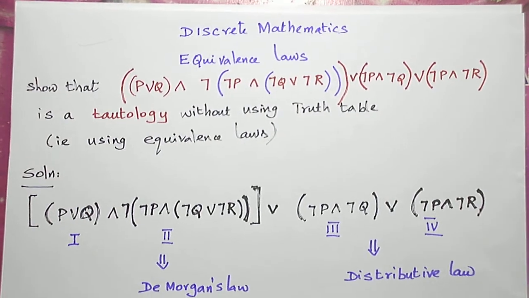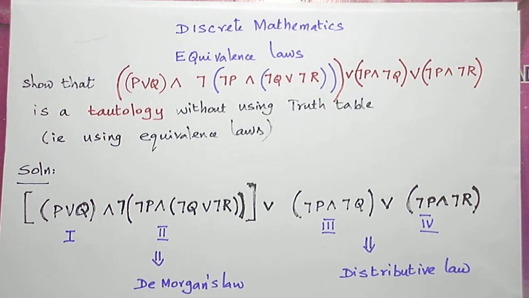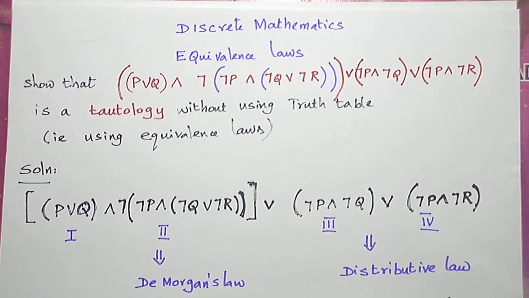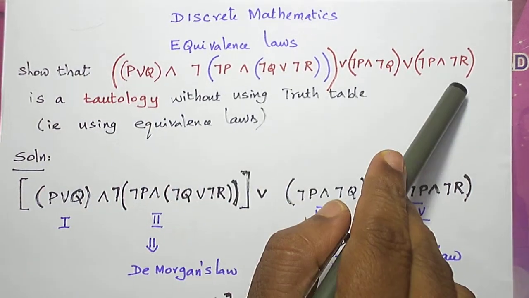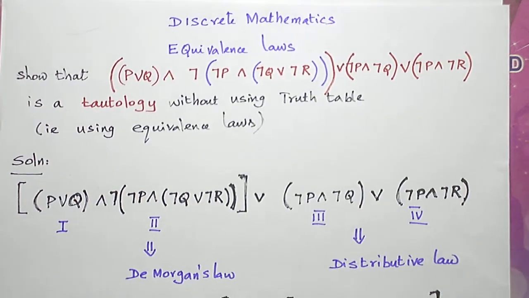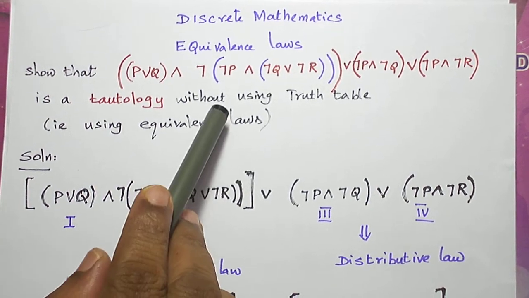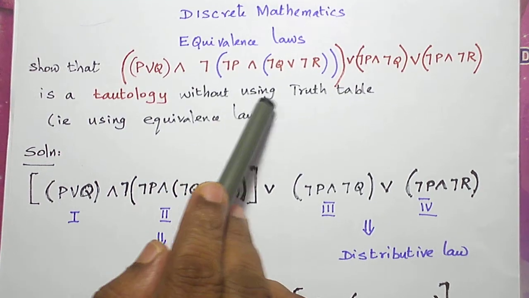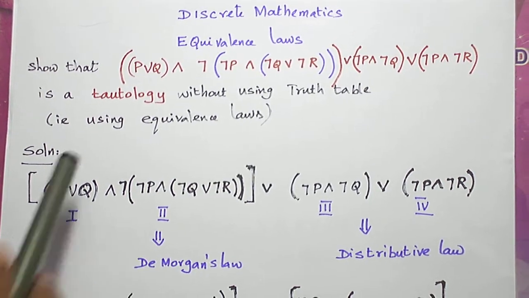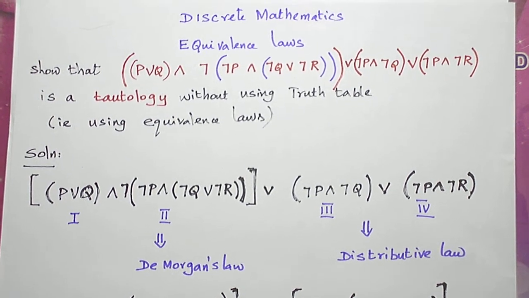Hello students, today let us see a problem in equivalence laws in the subject discrete mathematics. Let me first explain the problem. We are given a lengthy statement formula like this, and we are asked to prove that it is a tautology. Very particular about this question, we should not use a truth table, that is, we have to use only equivalence laws to prove it is a tautology.